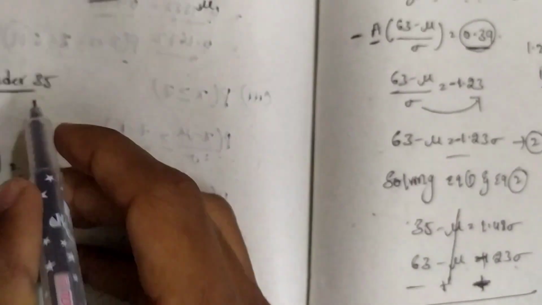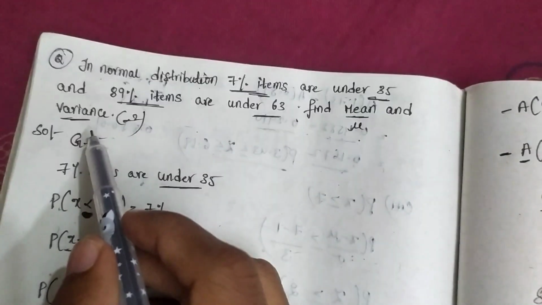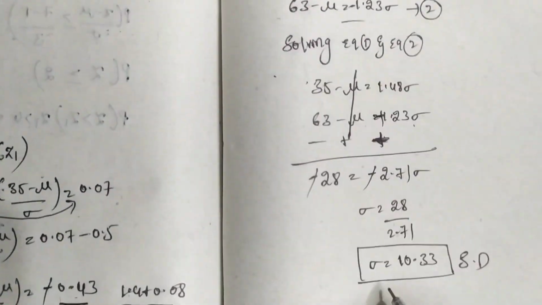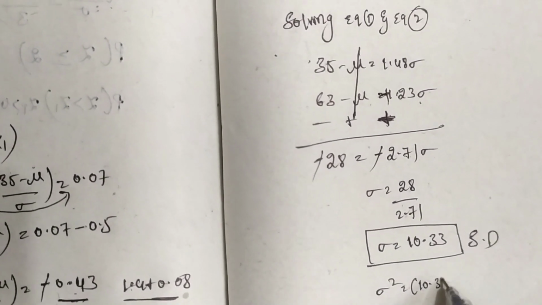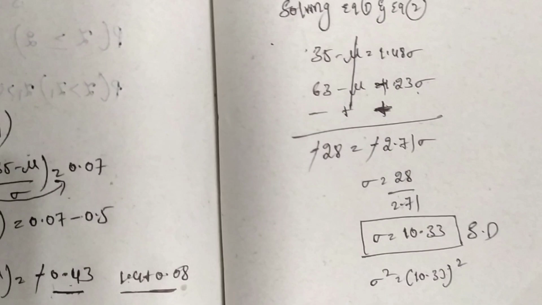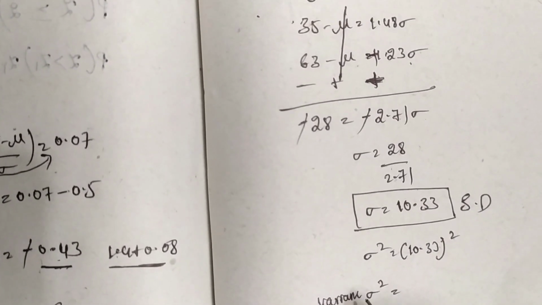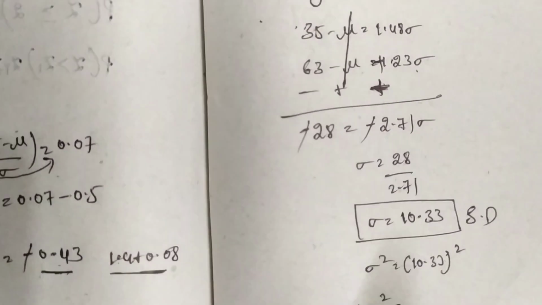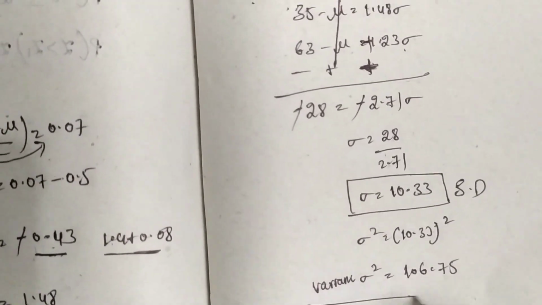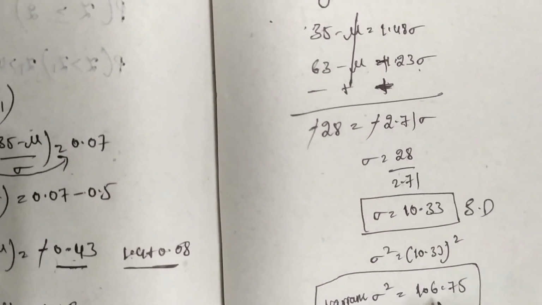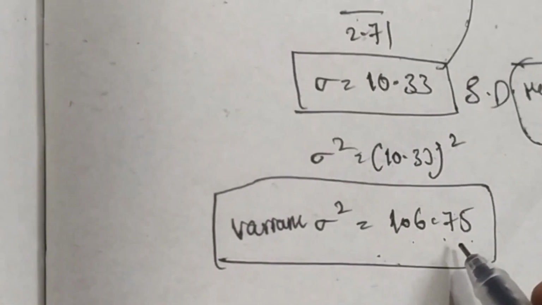The question asks for the variance value, that is sigma square. Given the standard deviation sigma, sigma square means 10.33 whole square. We get the variance sigma square equals 10.33 whole square, which is 106.75. Yes, variance sigma square equals 106.75.